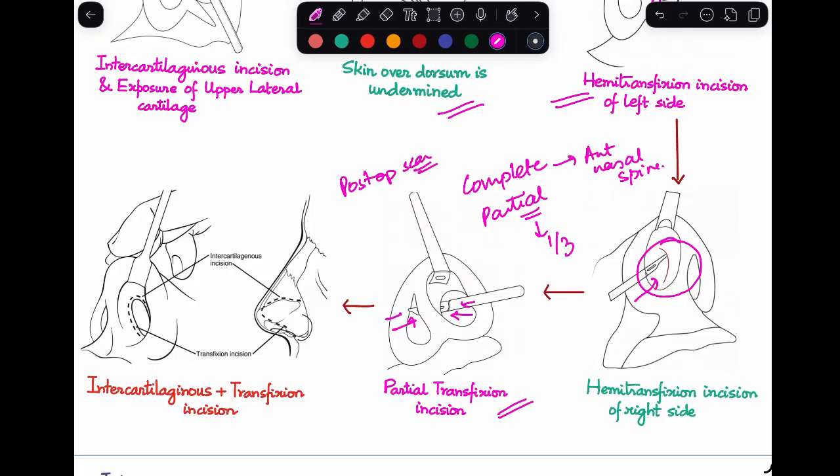So this is all about the incisions. Eventually, after you finish it, this is what it will look like. If you look at this dotted line over here, this is the intercartilaginous incision, and this is the transfixion incision. So this is what our opening incisions are going to look like.